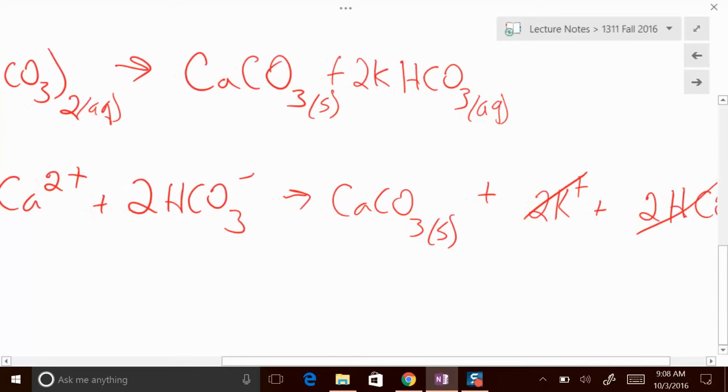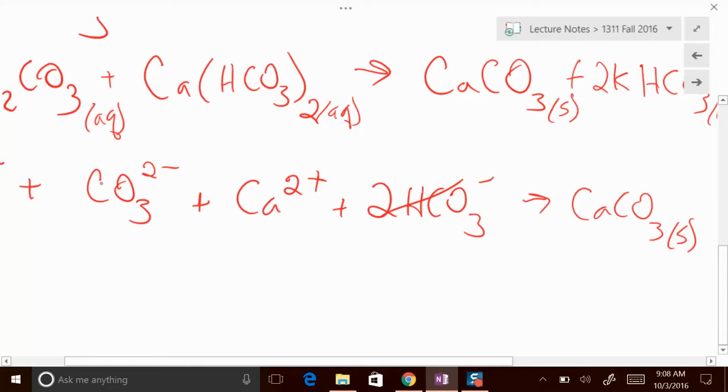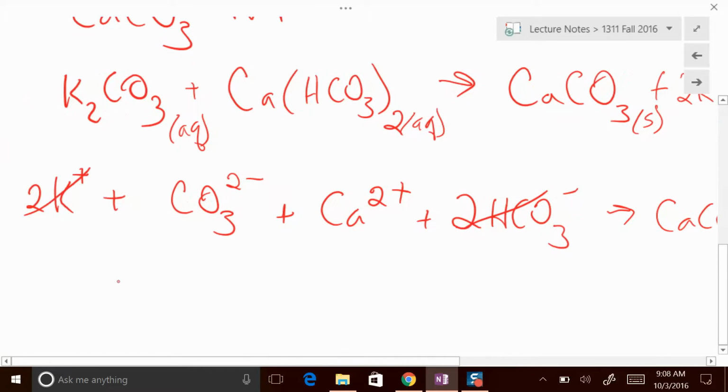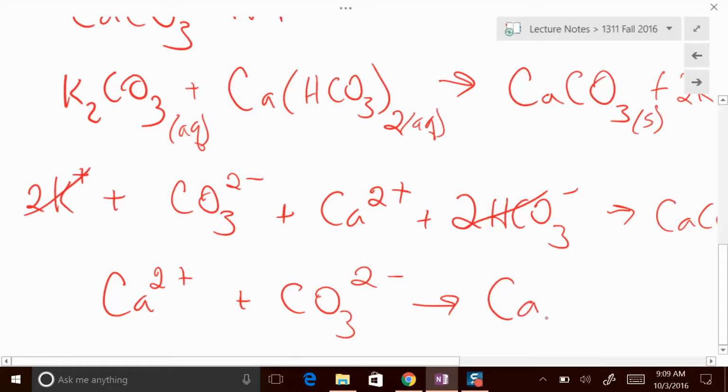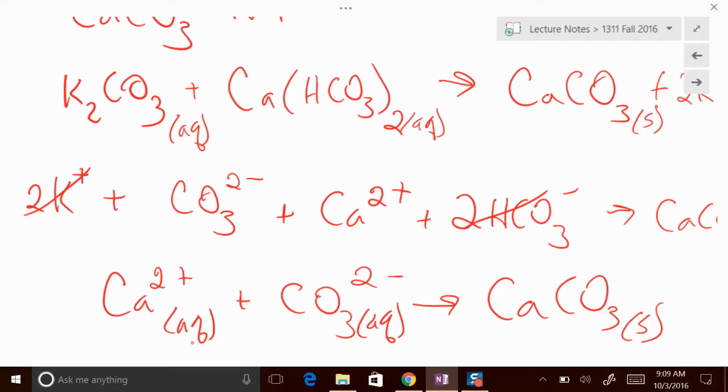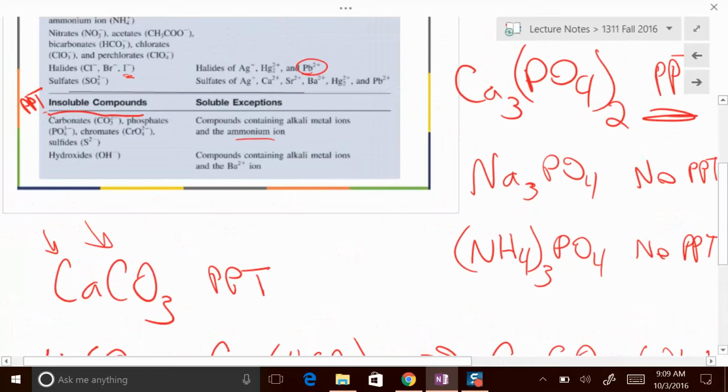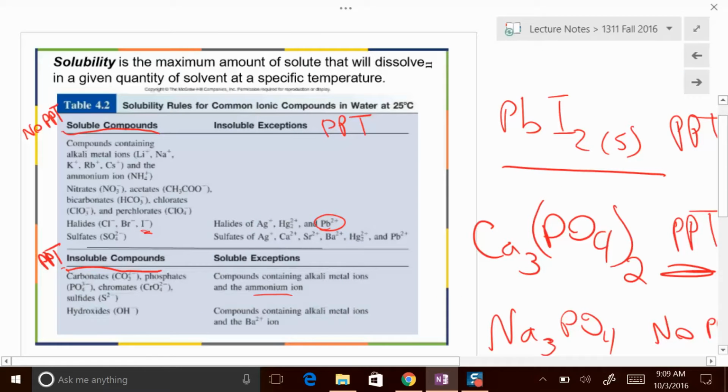I eliminate the spectator ions. And I'm left with calcium 2+ plus CO3 2- forms calcium CO3 solid. That's my net ionic equation. Everything else is a spectator ion. Everything else would remain dissolved. Okay? So that's how this chart is going to be employed. That's how you're going to use it.